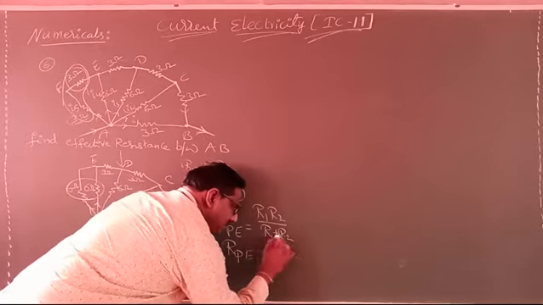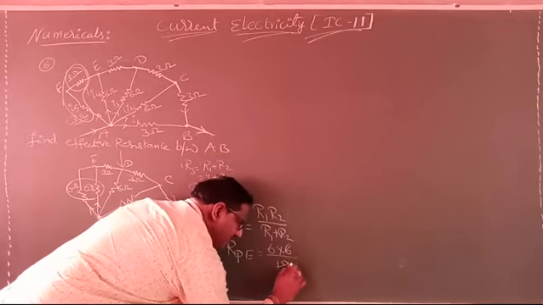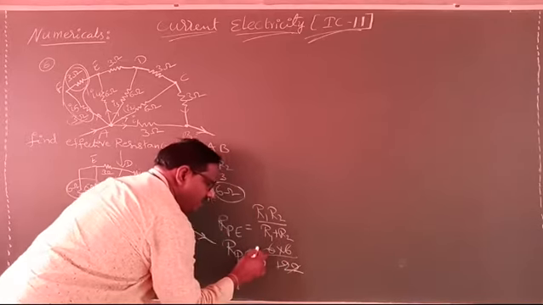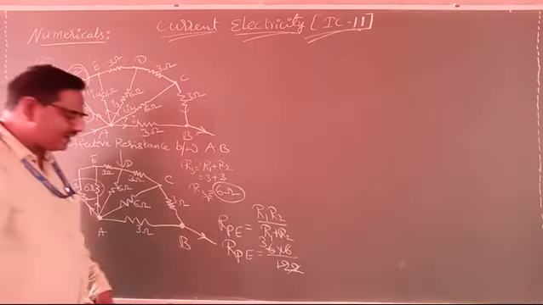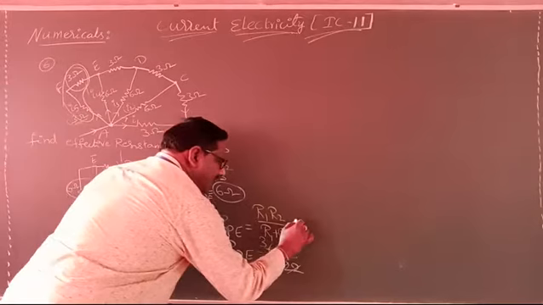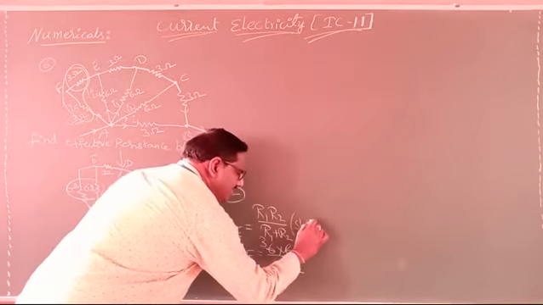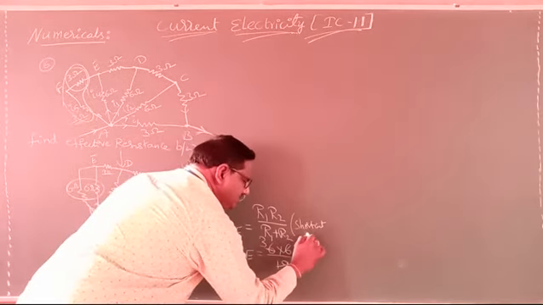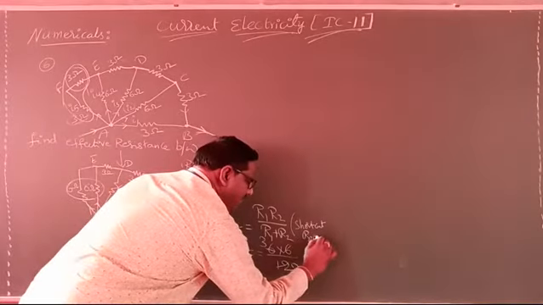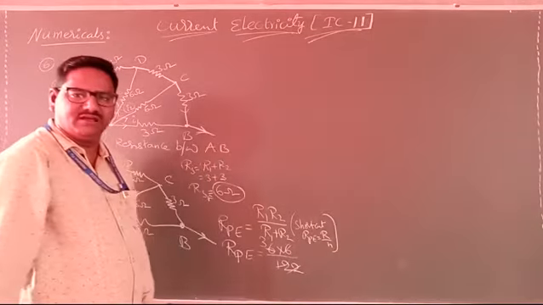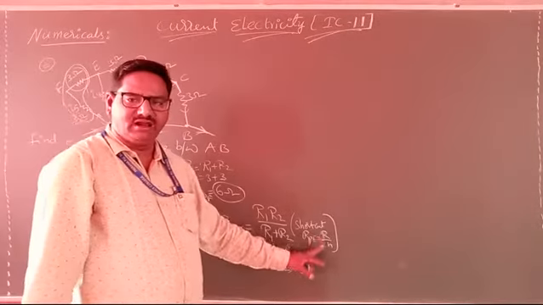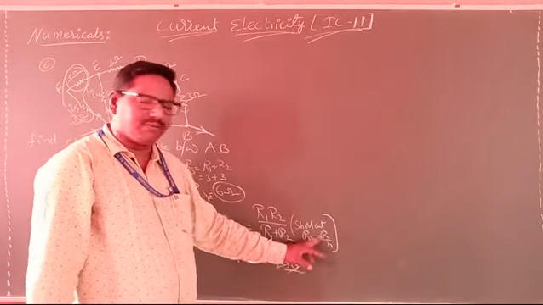Otherwise, use the product over sum formula: 6 into 6 by 6 plus 6, that is 12. 6 here, 2 times; 2 here, 3 times. Clear? If not, directly you can write it as one more shortcut. For that shortcut, simply the equivalent resistance is R by N, if they are equivalent. Okay?